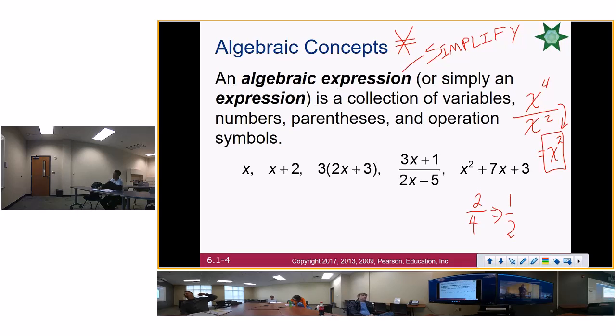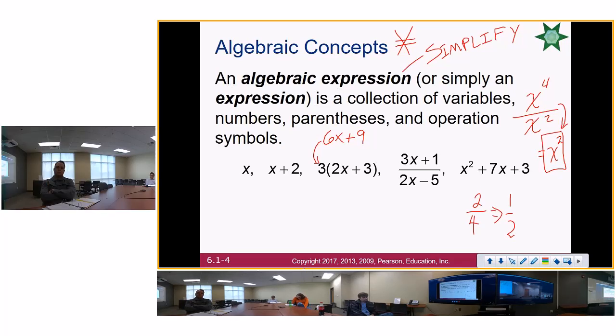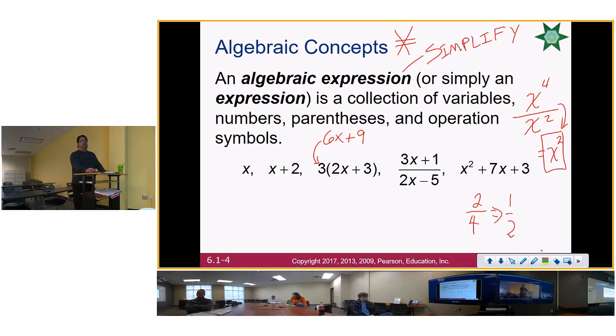Rewriting is different from simplification. Here's an example of rewriting or factoring. If I take this and rewrite it like that, I have rewritten it. Have I simplified it? No. I have rewritten it into its factors. Again, this is kind of a review, so just take it in stride.